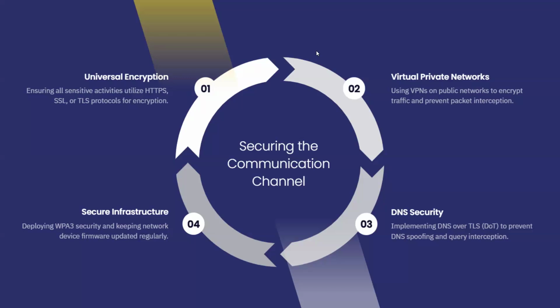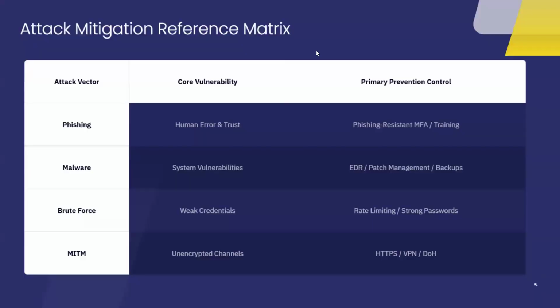So going by what I have here, VPN, virtual private network: using VPNs on public networks to encrypt traffic and prevent packet interception. Then DNS security: implementing DNS over TLS to prevent DNS spoofing and query interception. I think I've talked about that briefly too.